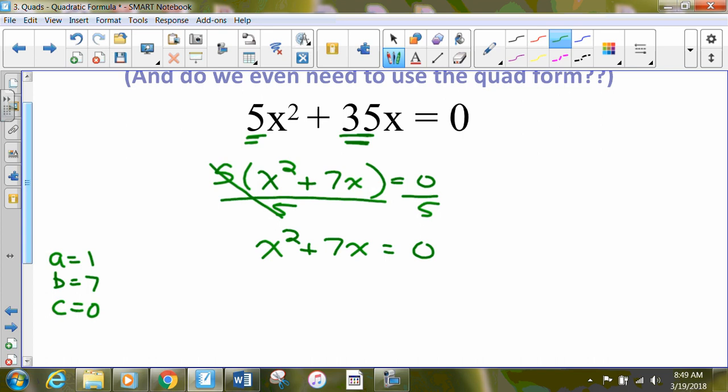Or you could go, wait a minute, what's the GCF? The biggest, not a number, it's not going to be a number, but the biggest variable, the biggest x that can come out is an x, which leaves me with x plus 7.